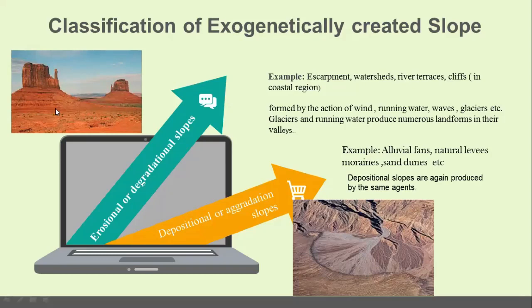Over here, you are seeing the erosional feature of a dry region or an arid region. This kind of slope was given by King.